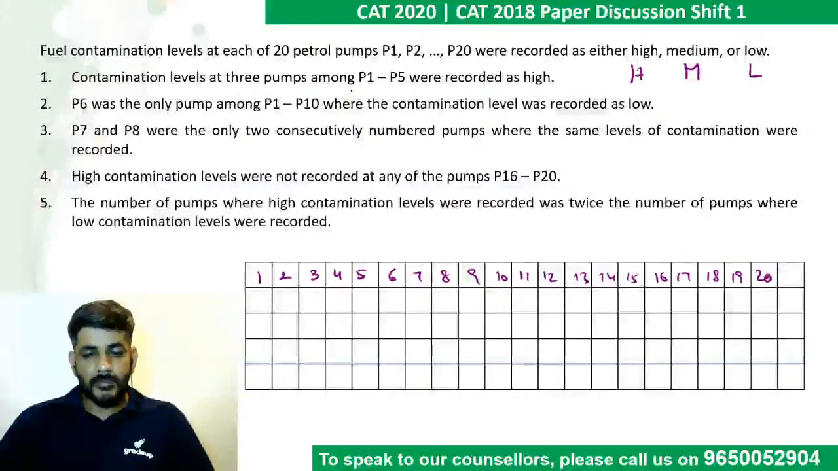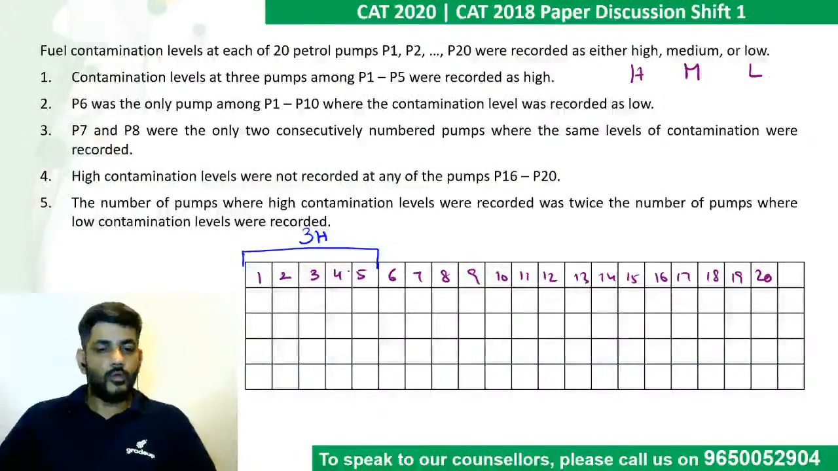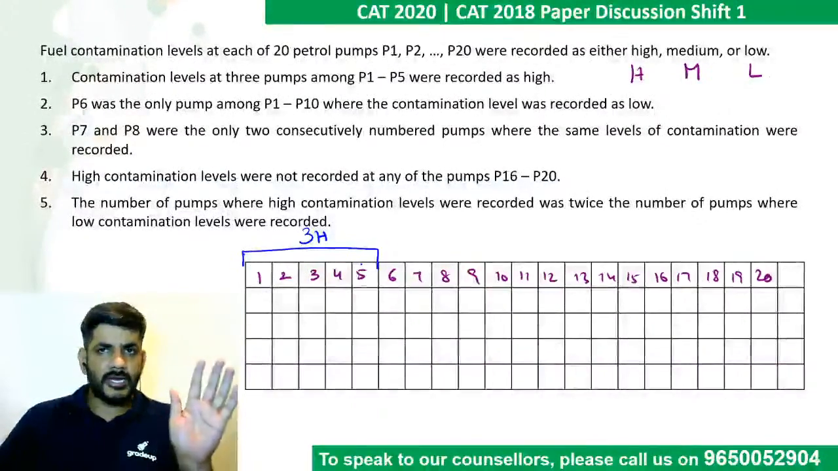Contamination level at 3 pumps among P1 to P5 were recorded as high. So from P1 till P5 we have 3H. Which 3 we don't know. So currently I am writing it like this only.